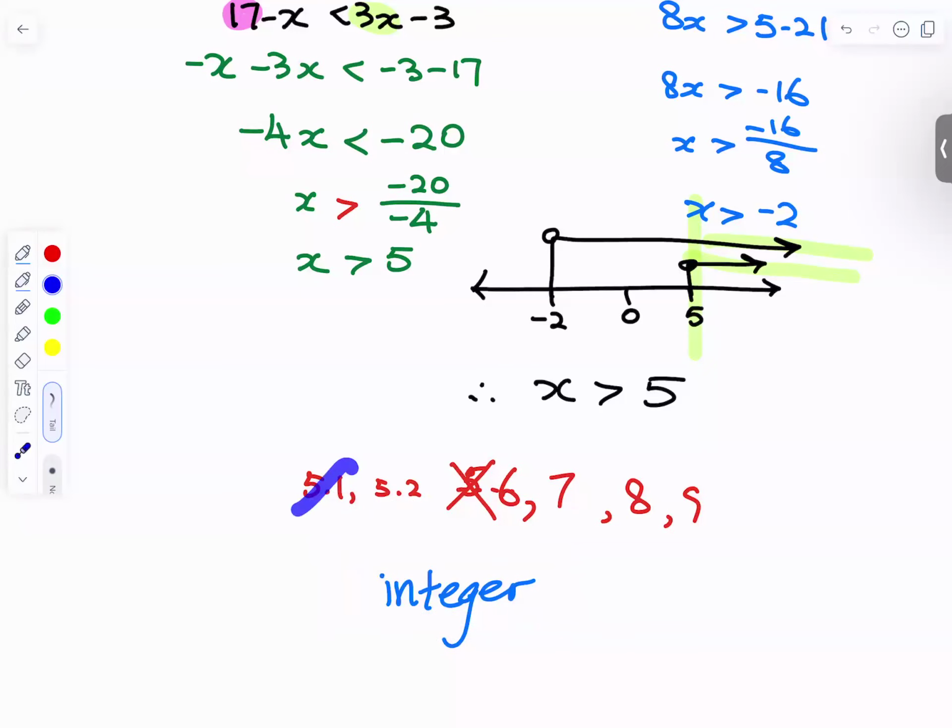All right, so I cannot have 5.1, 5.2, 3, 4, but I can have 6, 7, 8, 9. So between all these numbers, which one is the smallest? The smallest integer will be 6.